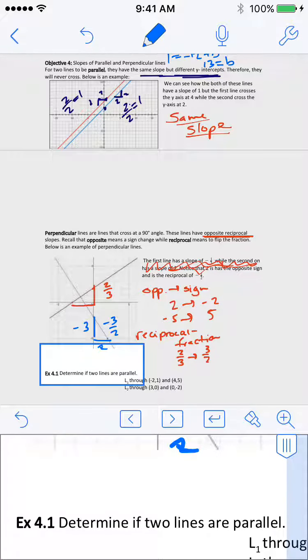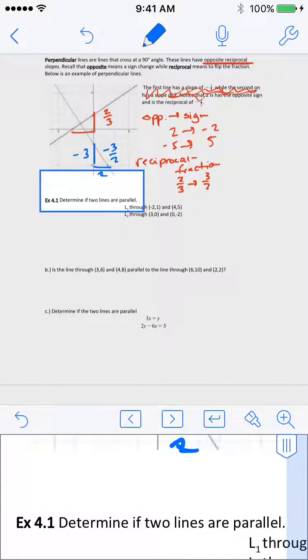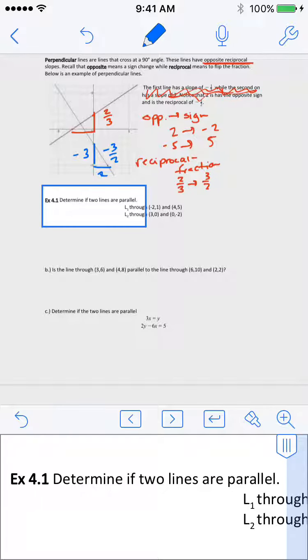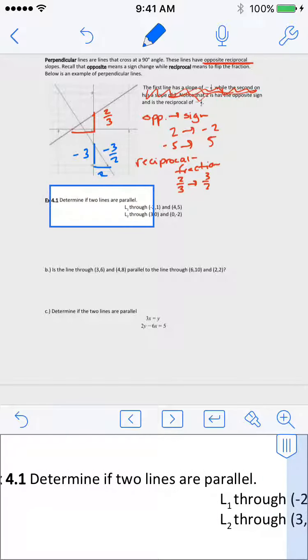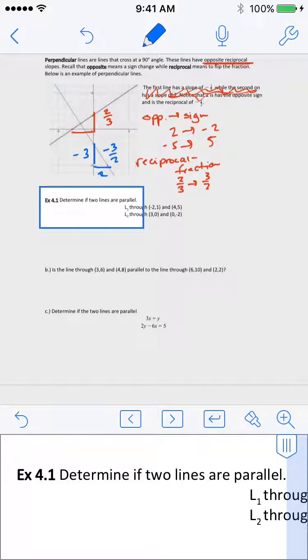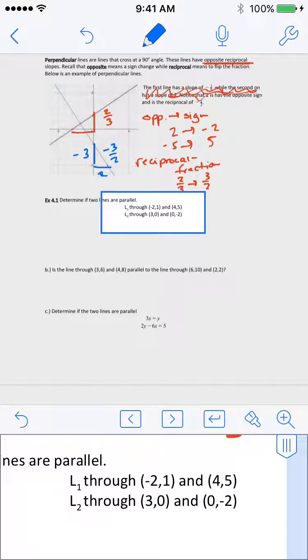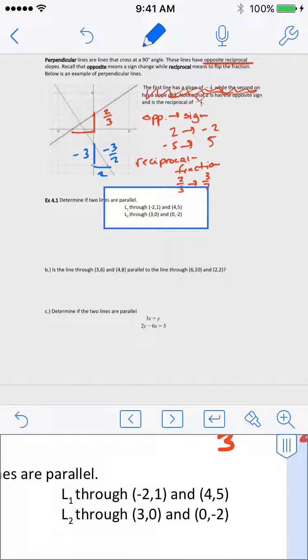Okay, moving right along. Let's see if we can take these ideas and double check if lines are actually parallel or perpendicular. So example 4.1. Determine if these two lines are parallel. Now this may look a little strange, but it's basically how we're going to define the two lines. We've got line 1 going through these 2 points, (-2, 1) and (4, 5). We've got line 2 going through (3, 0) and (0, -2). So in the second line they gave us the y-intercept and the x-intercept, which is very nice of them. But how can we use these points to determine if they're parallel?